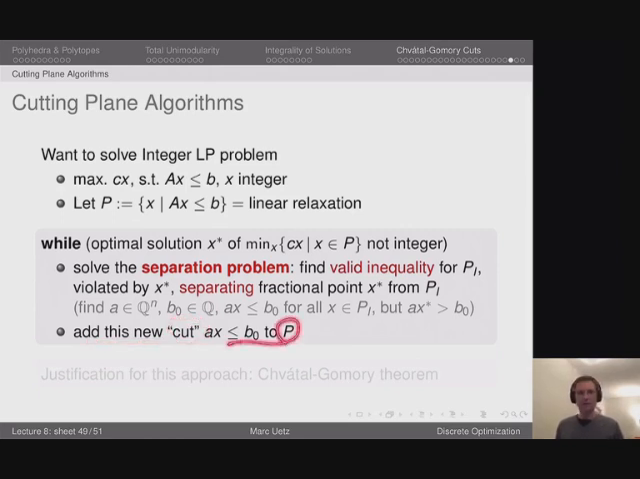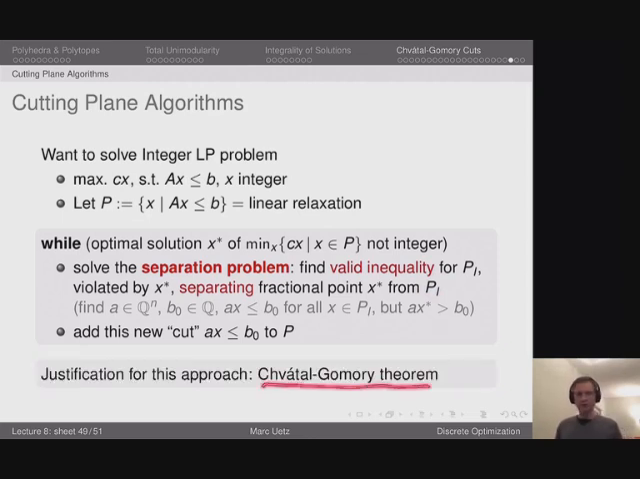Okay, so I add this new cut that I have found to the linear description that I started with, and I just resolve. If I get an integer solution, I am happy. I will have found an optimal solution to the original problem. If I still get fractional values, I find even more cuts that separate these fractional values from the integer hull. Okay, and that is known as cutting plane algorithms, and this technique can be justified by the Schwarzschild-Gomory theorem. So at least theoretically, we can add Schwarzschild-Gomory cuts, and this procedure will terminate at some point in time.